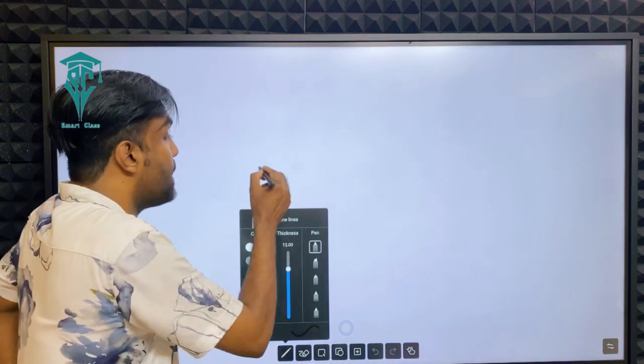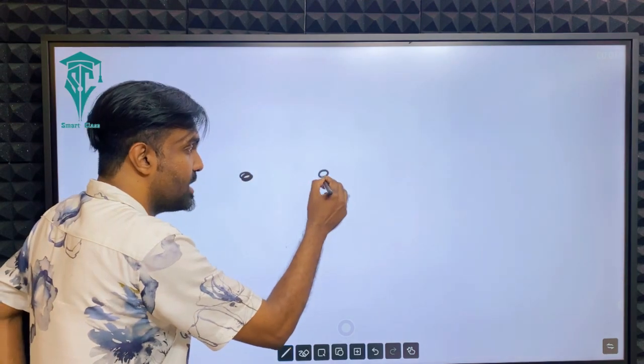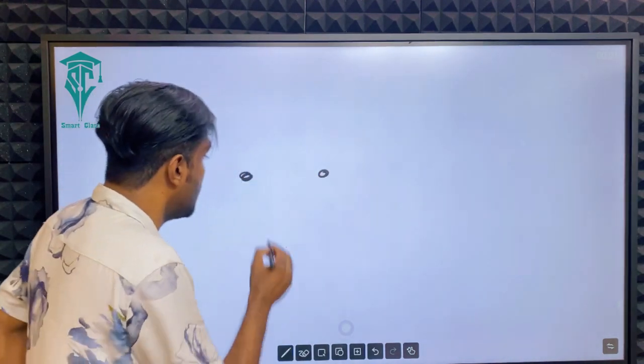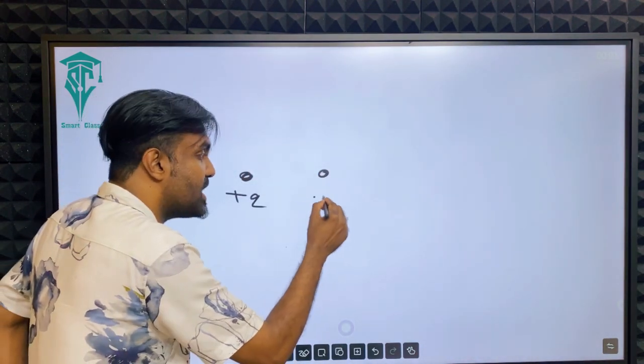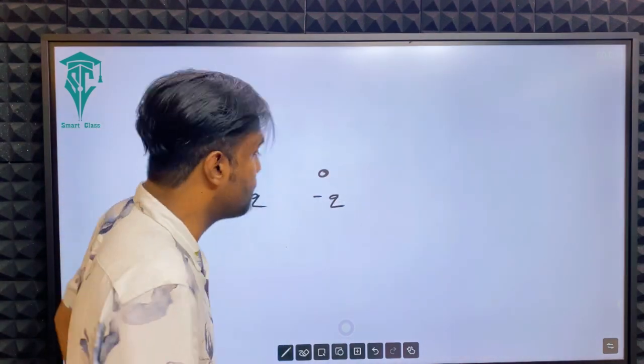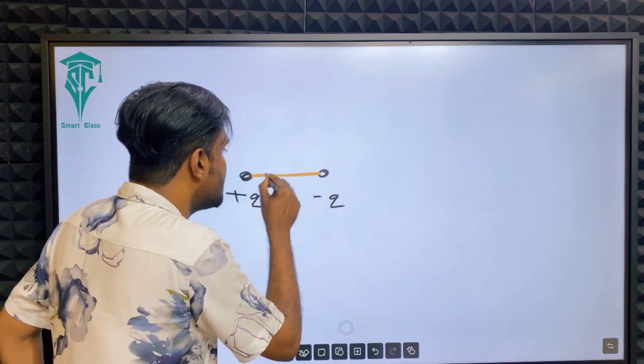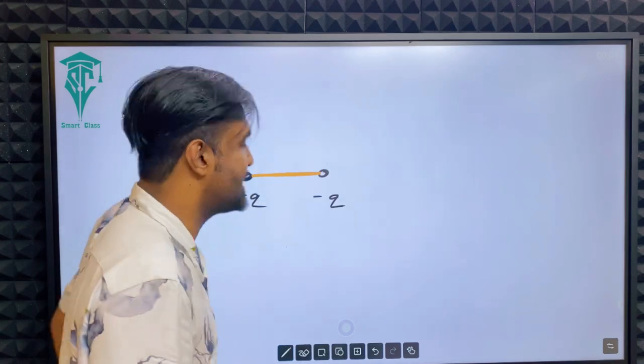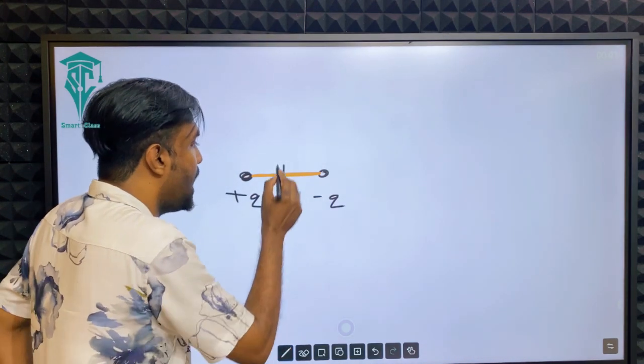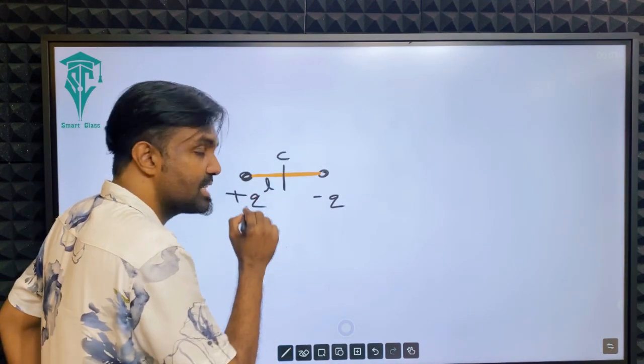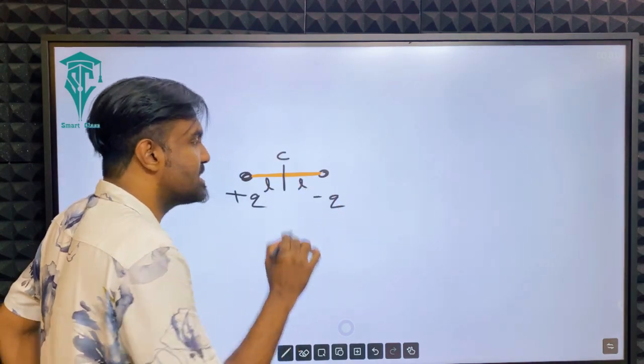First of all, I'm going to consider an electric dipole here. What is an electric dipole? An electric dipole always has equal and opposite charges, both separated by a distance. I just mention that distance as 2L. Up to the center, the distance is L, and the remaining is again L.